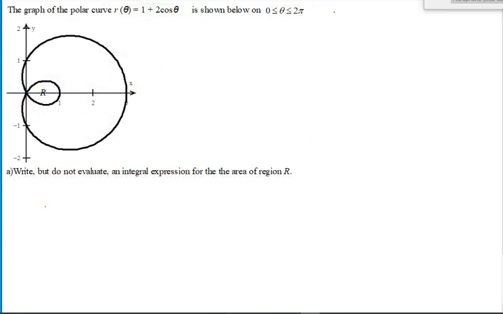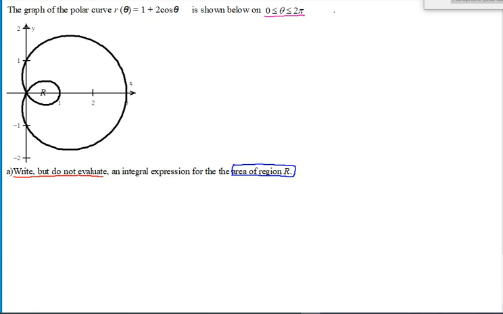This one says we've got the graph of a polar curve here, which creates this shape right here. R of theta, notice it's written in function notation this time, equals 1 plus 2 cosine of theta. And again, the interval, it's not always going to be this, but it happens to be 0 to 2 pi again. And again, we're just asked to write, but do not evaluate, an integral expression for the area of region R. So notice region R is just this little loop right here. That's what we're trying to find the area of. What's the area of that little loop?